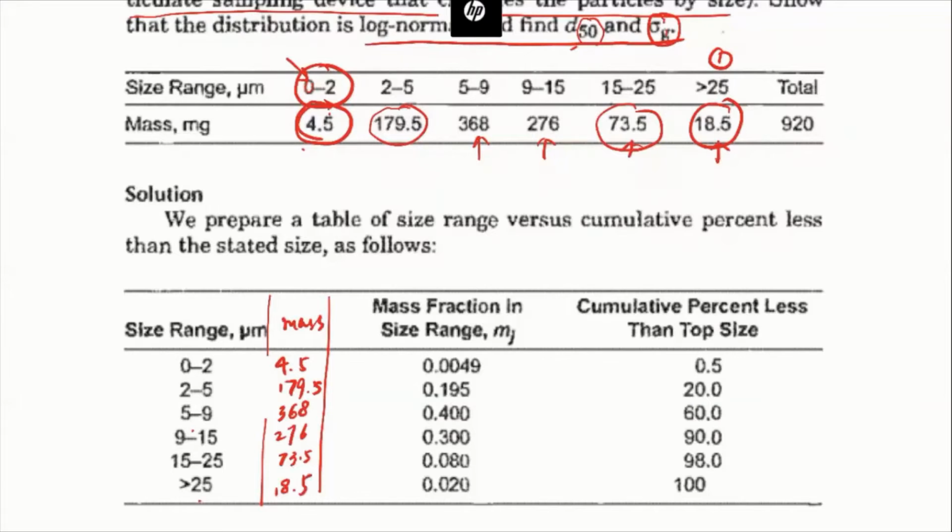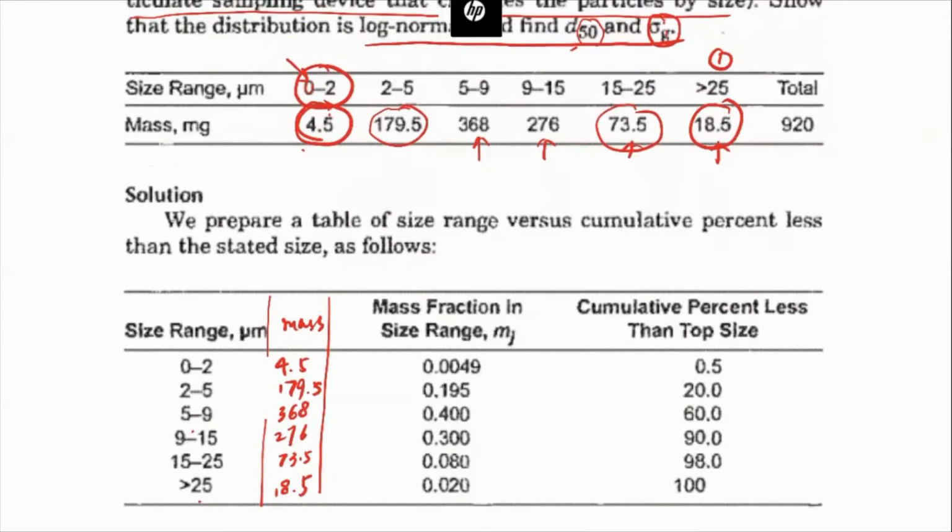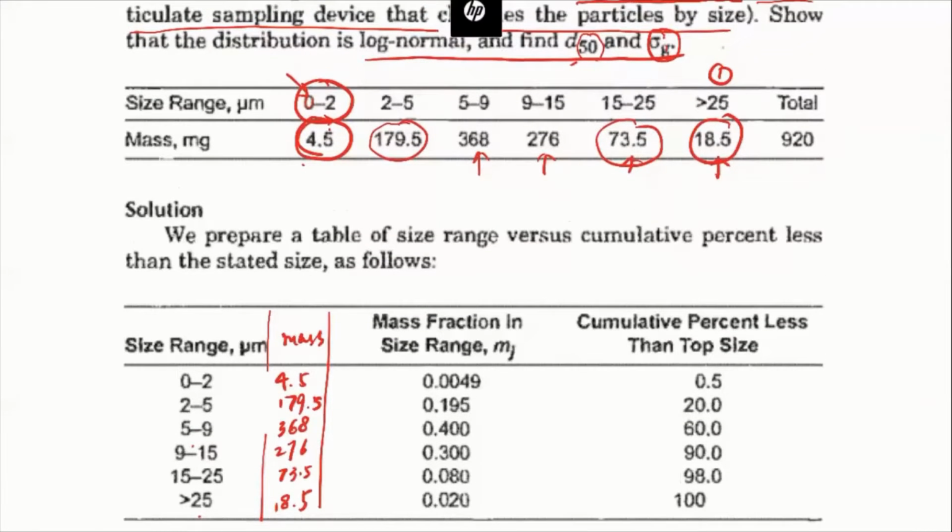Okay. So with this mass information, we can first calculate what is the fraction of the mass that's within this single bin here. The way we do that is we divide these numbers by 920, which is the total mass. Okay. So if you do the calculation, this is going to be the value you have. Divide by 920.